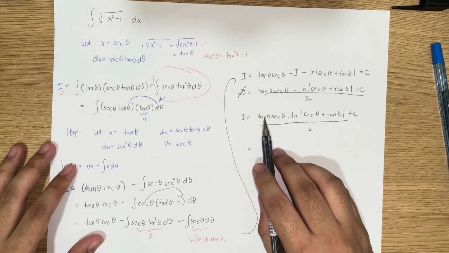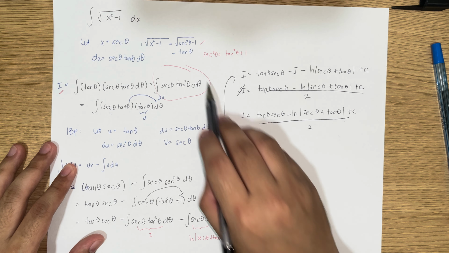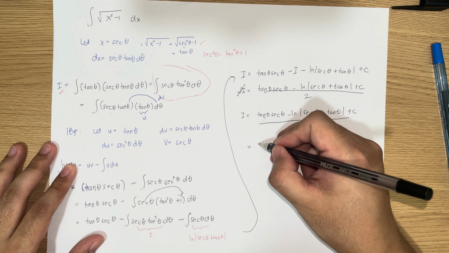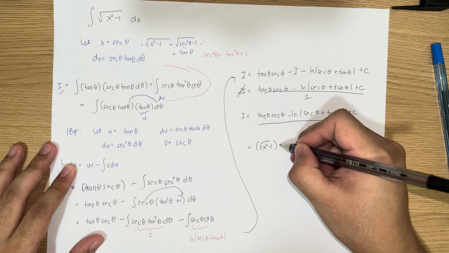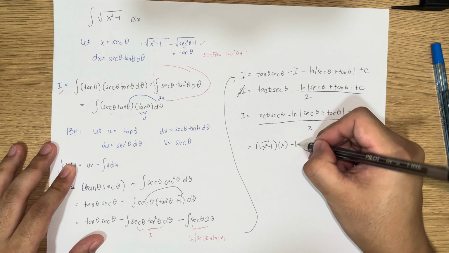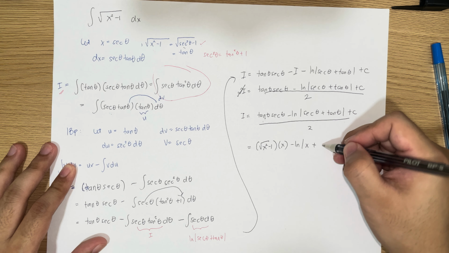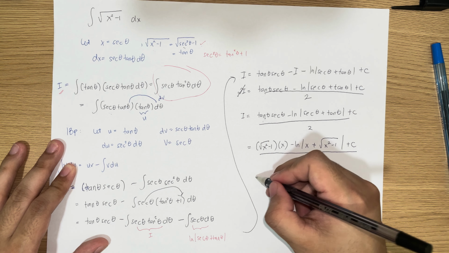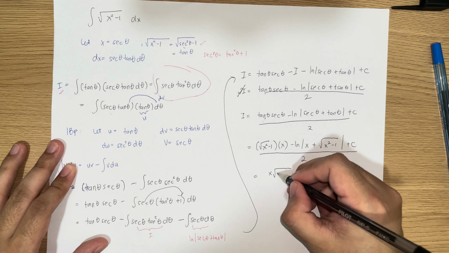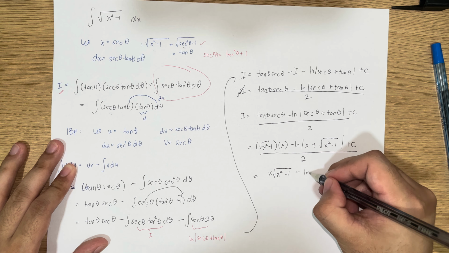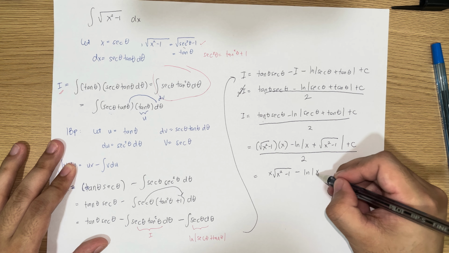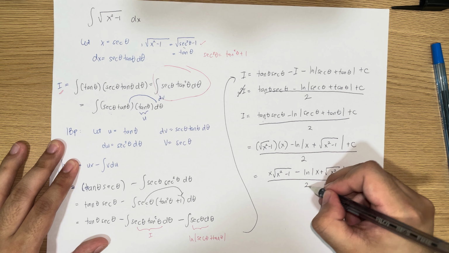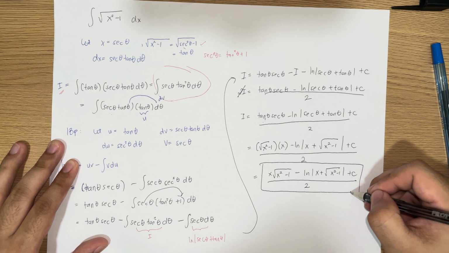As I've mentioned earlier, tangent of theta is equal to the square root of secant squared theta minus 1, which is the square root of x squared minus 1. Secant theta is x. So this is (x times the square root of x squared minus 1 minus ln of x plus the square root of x squared minus 1 plus c) all over 2. And that's our final answer.